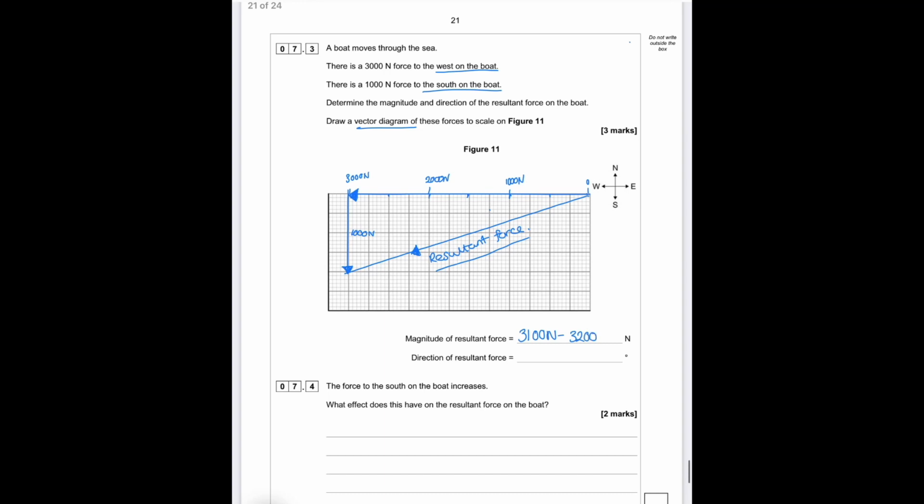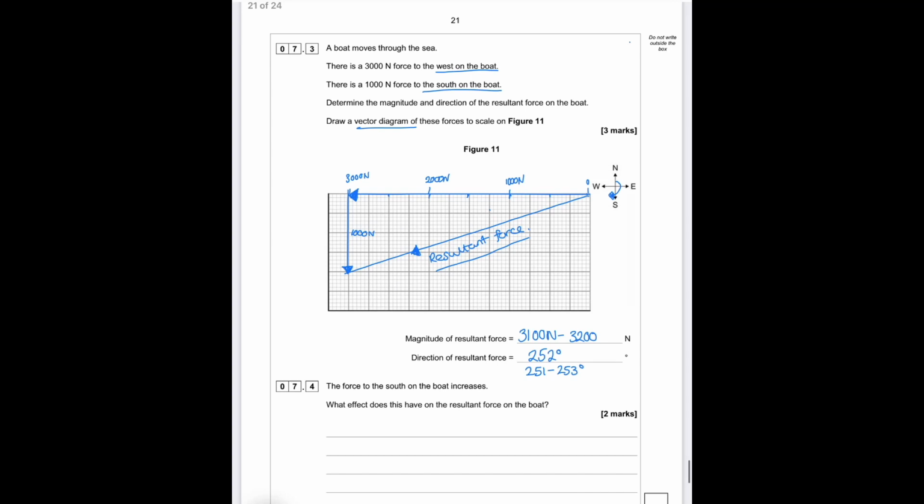But remember, this is a vector, so we would also have to give the direction of the resultant force. And the direction of the resultant force, if we measure it, is actually 252 degrees clockwise from north. So that's that way. And you'd be allowed an answer within the range of 251 to 253 degrees.